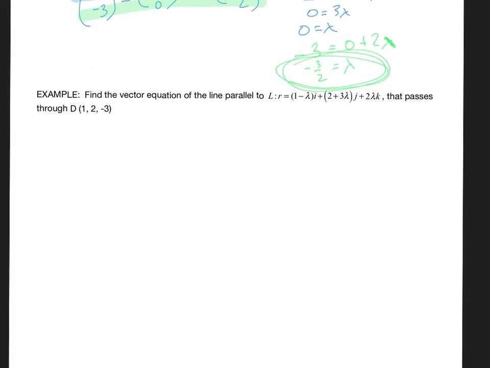All right, and then lastly, let's find the vector equation of the line parallel to this, but that passes through this point. So let me take line L and rewrite it in a different form.